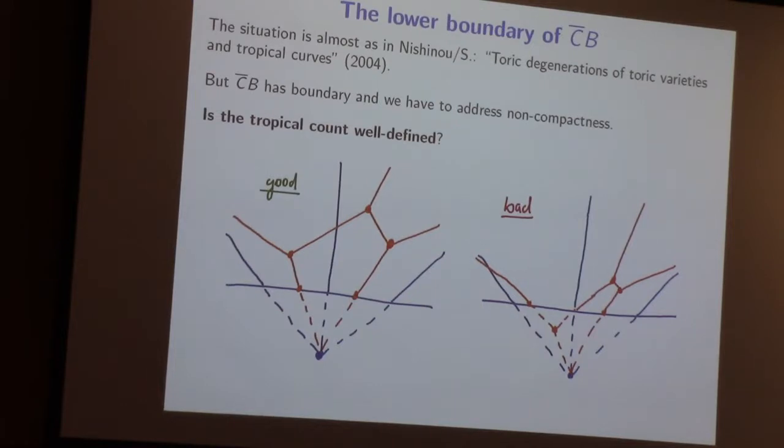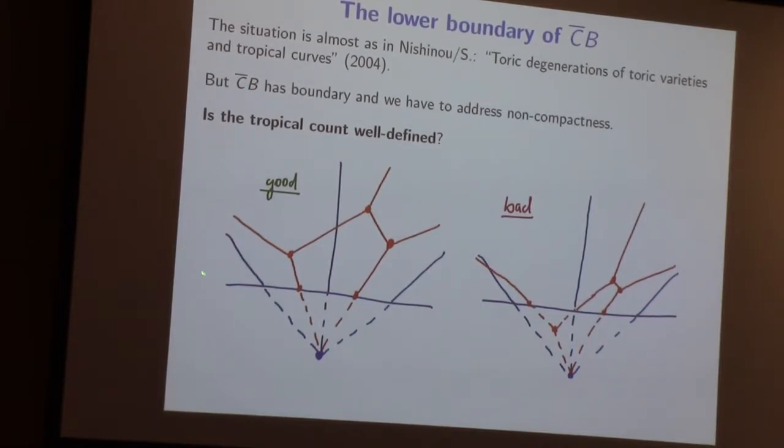Now, this is almost what I know how to do from a long time ago. With Takeo Nishinou in 2004 I wrote a paper on toric degenerations of toric varieties and tropical curves, and we looked at exactly the situation where you want to count rational curves in a toric degeneration of a toric variety. There's one crucial difference, and this is actually something that confused me for a long time. So maybe one punchline of this part, and I won't forget this time to make it.